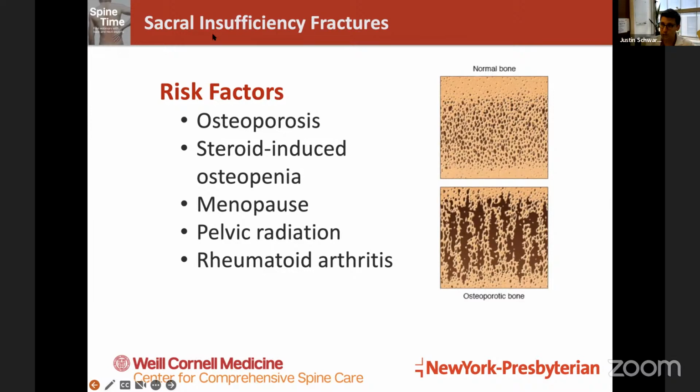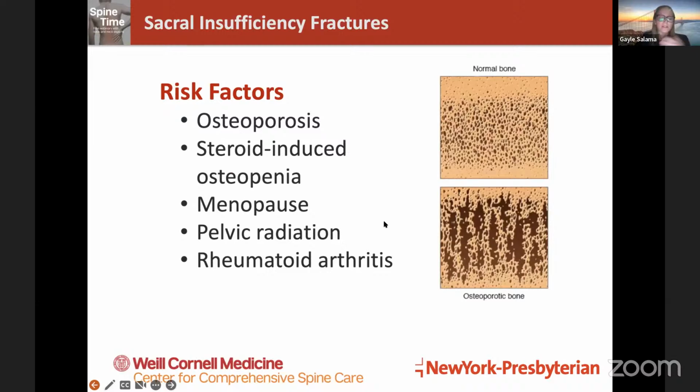This certainly has to be on your mind when you're seeing them with low back pain, and then really anything else that can cause weakened bone. So certainly menopause, and pelvic radiation, which can affect the strength of the bone, particularly in the sacrum, is a really big culprit too. We consider this population our quote unquote at-risk population, and the incidence of sacral insufficiency fractures in this population can be as high as 2%, which is quite high.